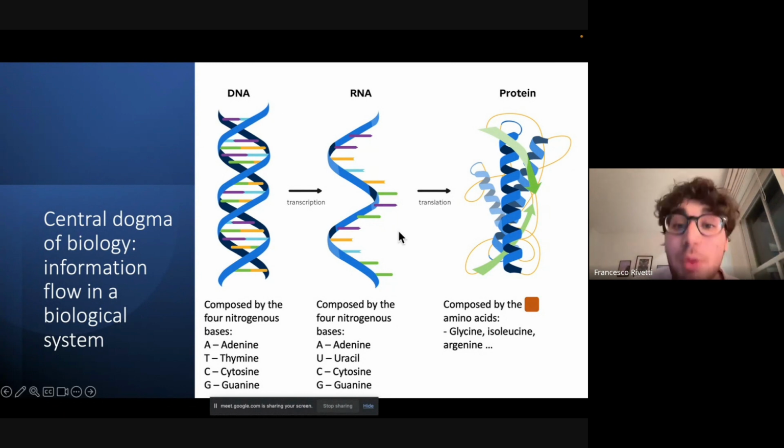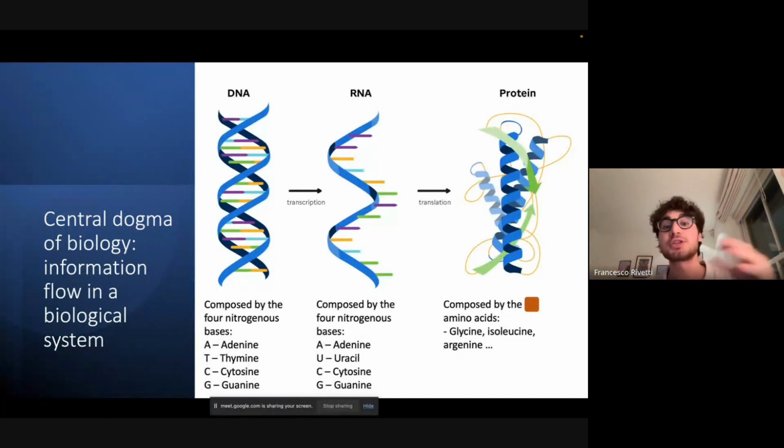We will go more in depth. This entire presentation will go through this process. The first process is called transcription, which is essentially the conversion of DNA to RNA. When you have a specific gene, which is just a stretch of DNA bases, it is read by the transcription machinery to then produce RNA.